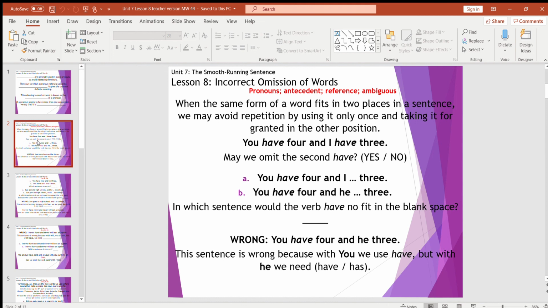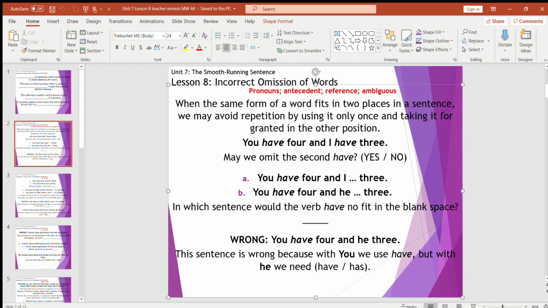So, when the same form of a word fits in two places in a sentence, we may avoid repetition by using it only once and then taking it for granted in the other position. So if I have a sentence like, you have 4 and I have 3, can I take out this second half and have the sentence say, you have 4 and I 3? Yeah, technically you can. It still makes sense.